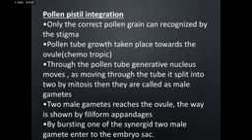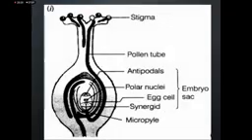When it reaches one of the synergids, the filiform apparatus shows the correct way towards the embryo sac, and by bursting one of the synergids, the pollen tube enters the embryo sac and releases the two male gametes.